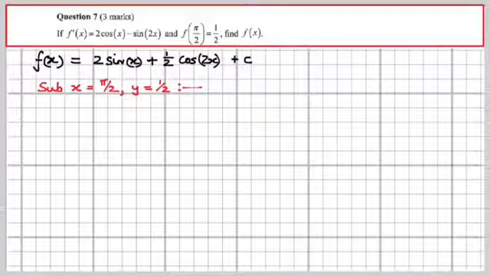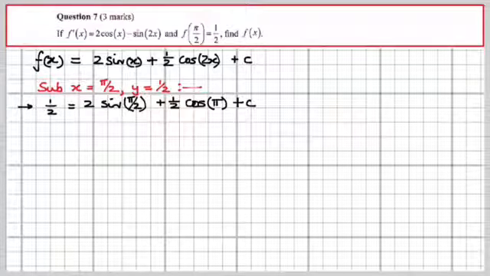So let's apply our boundary conditions now. We've got subbing x equals pi on 2 and y equals a half. Let's do that. We've got a half equals this. That term there is equal to 1, isn't it? This term here, cos of pi, is minus 1. So let's do that now.